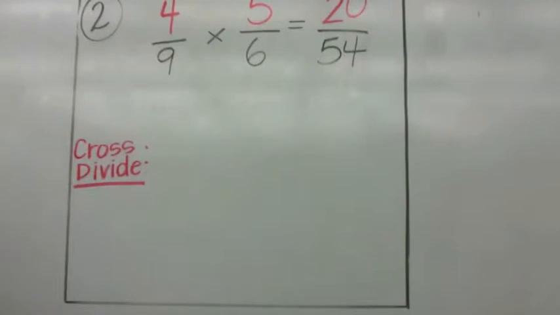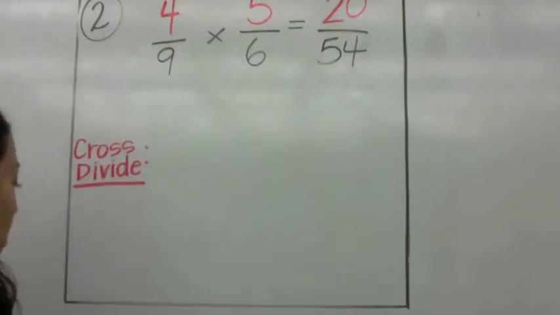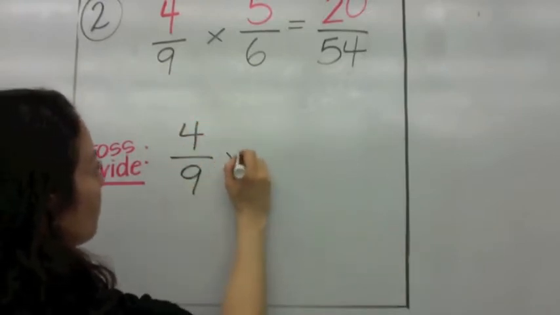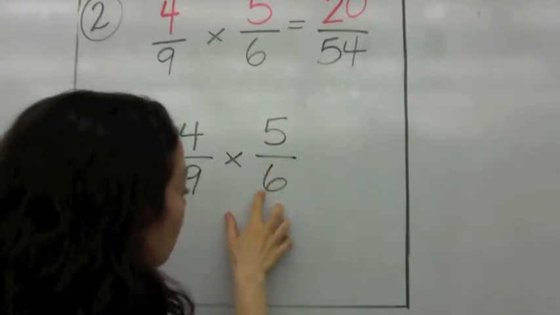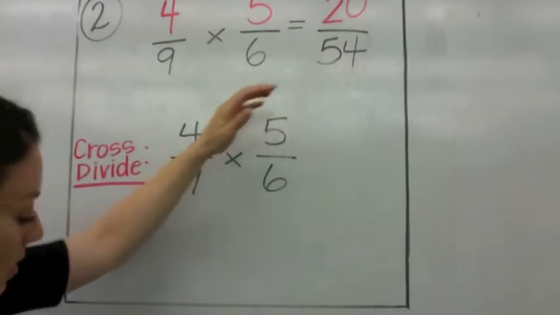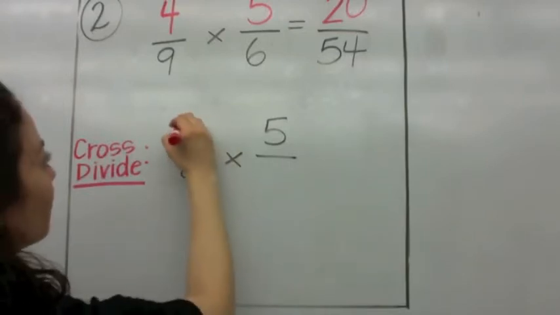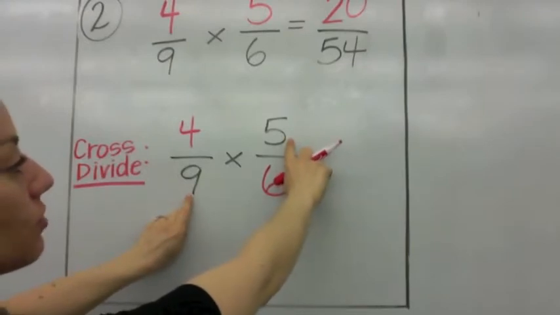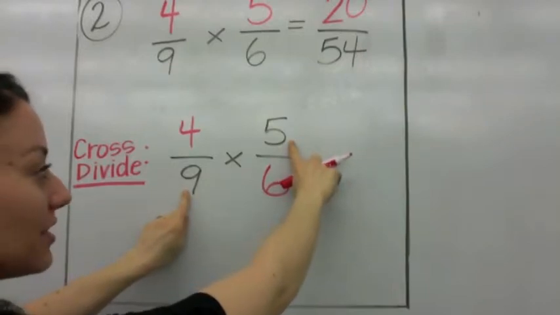So when we cross divide, we're going to write the fractions again. You just rewrite the fractions as 4/9 times 5/6. Now I'm going to look at the numbers that I could divide. First look at 9 and 5. Could you divide any number by both 9 and 5? No, because this is even and this is odd.